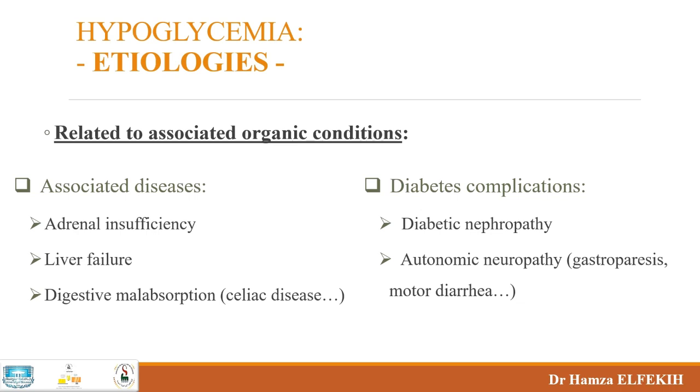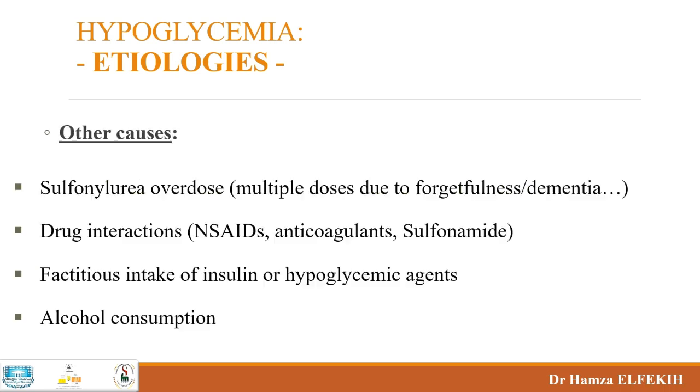For the diabetes complications, there is diabetic neuropathy or autonomic neuropathy. So the patient with gastroparesis, for example, will have hypoglycemia maybe 1-2 hours after the meals, and later when the food passes to the intestine, he will have hyperglycemia a little bit tardive.